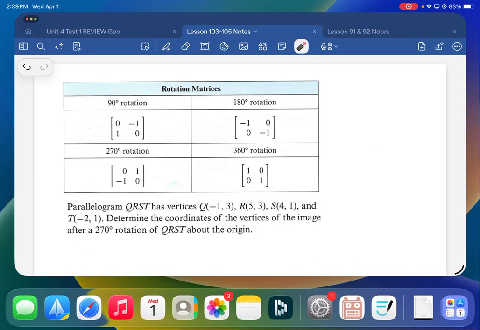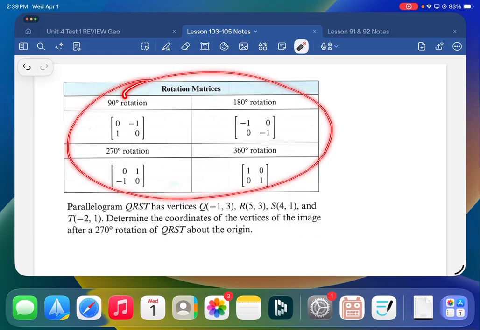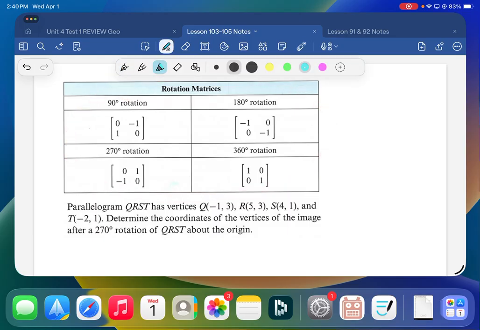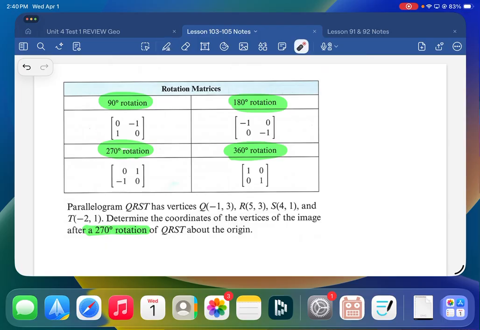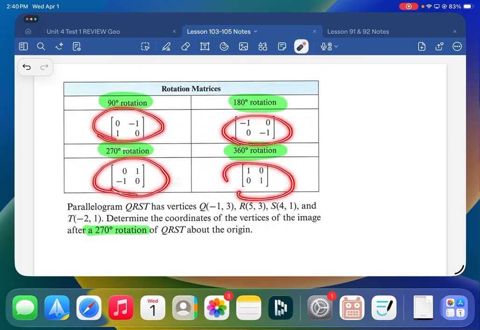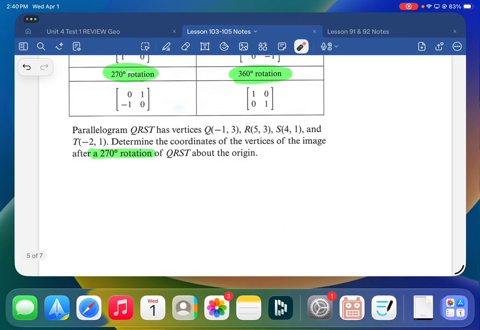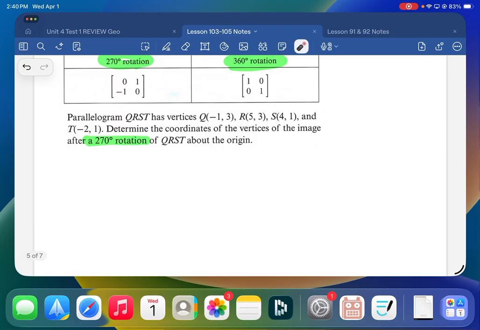These formulas are for rotations. I want you to notice, see my highlighter, we have a 90 rotation, a 180, a 270, and a 360-degree rotation. So depending on what the word problem asks you for, that's how you'll determine which of these formulas, matrices, to use. So read this problem down below and perform a matrix multiplication to find the answer.